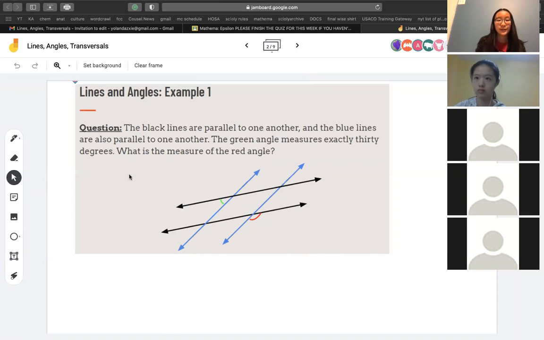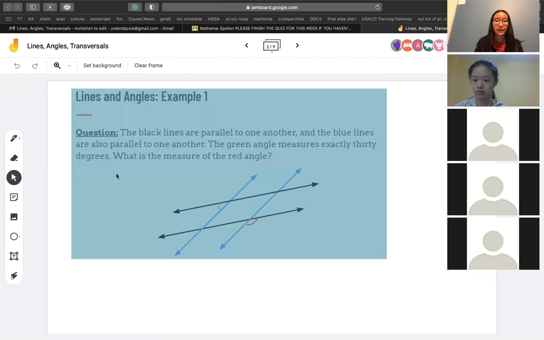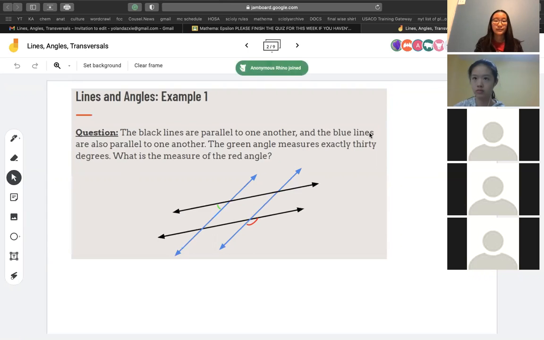All right, so go ahead and try this problem. The black lines are parallel to each other and the blue lines are also parallel. If the green angle measures exactly 30 degrees, what is the measure of the red angle? Use all of the angle relationships you've learned, or not all of them, but choose which ones are helpful.